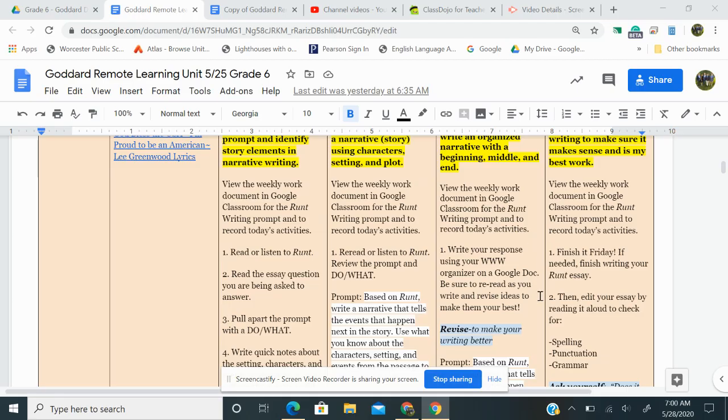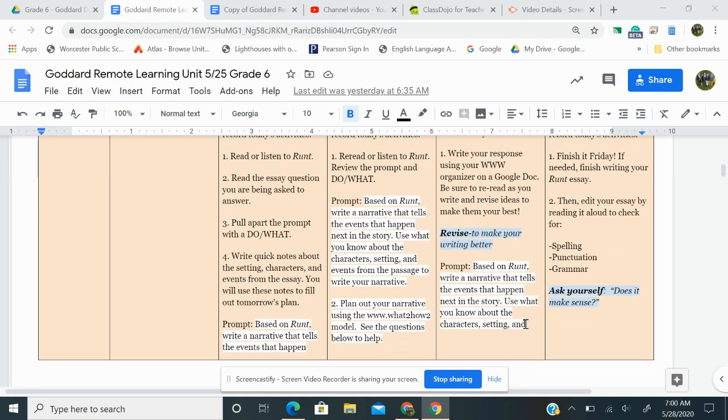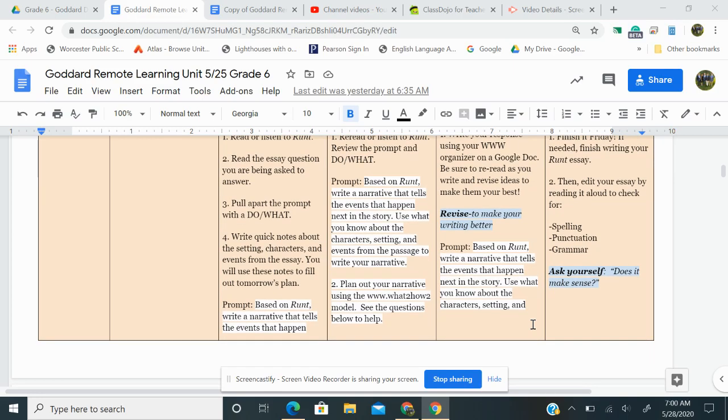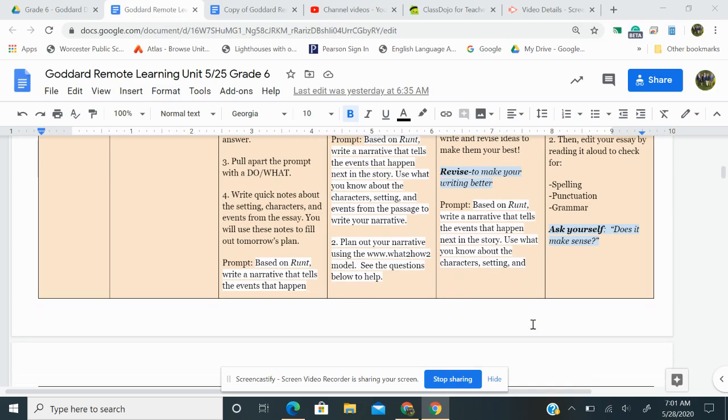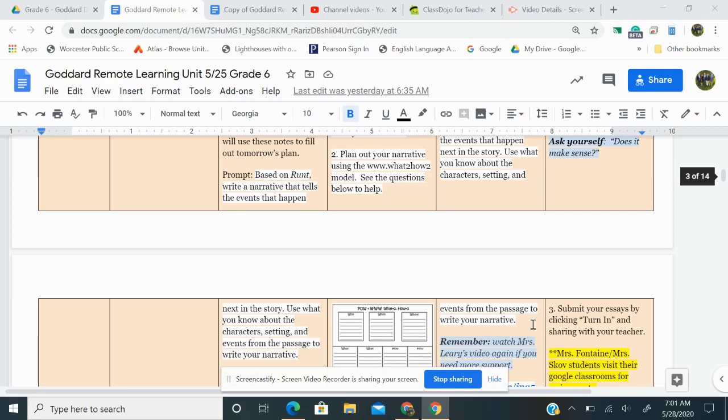Be sure to reread as you write and revise ideas to make them your best. Revise means to make your writing better. That's why we always read over our writing when we are finished with it, because there's always things that we want to change. Your prompt: based on Runt, write a narrative that tells the events that happen next in the story. Use what you know about the characters, setting, and events from the passage to write your narrative.